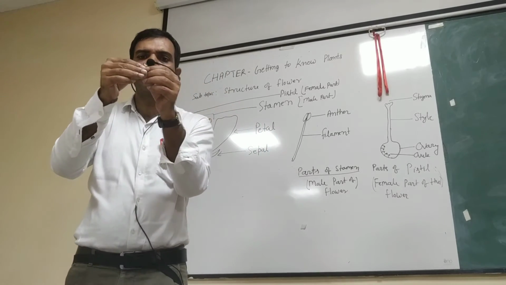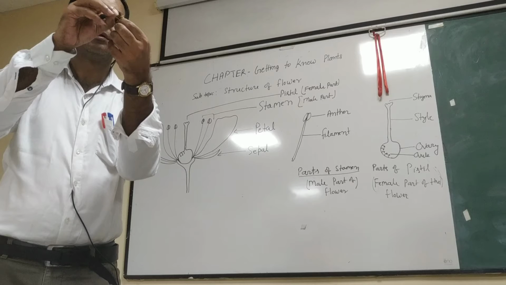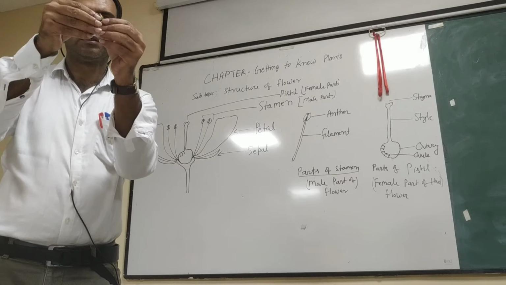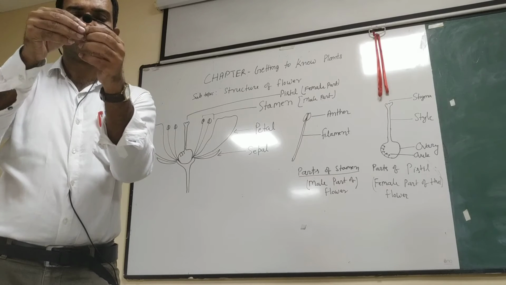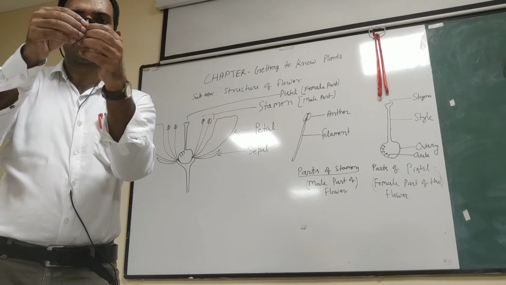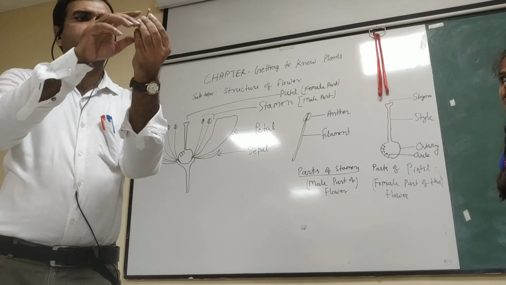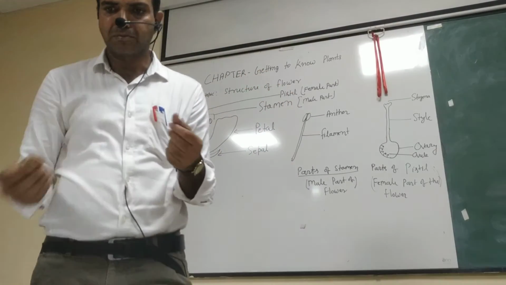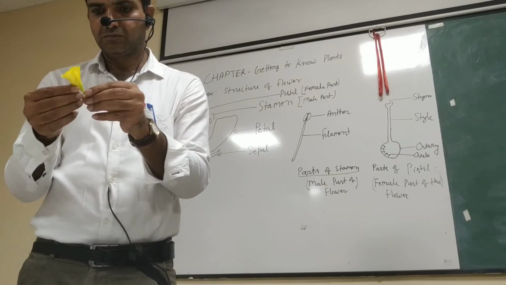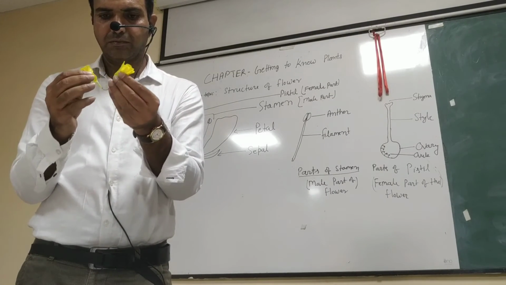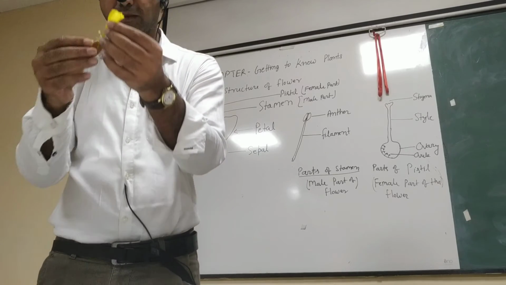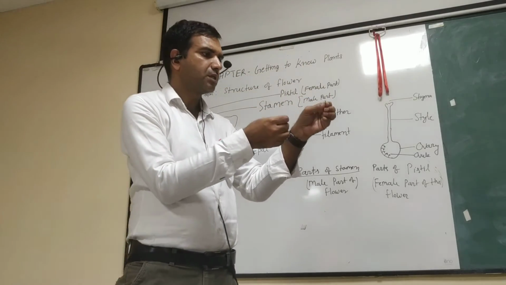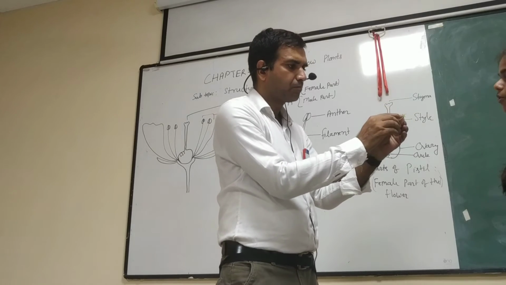If you want to see the ovary, you have to remove the sepals. So this is the swollen part, which is the ovary in this case, right? Let us see another example. Is it visible to you, beta? Yes, sir. This is the ovary.